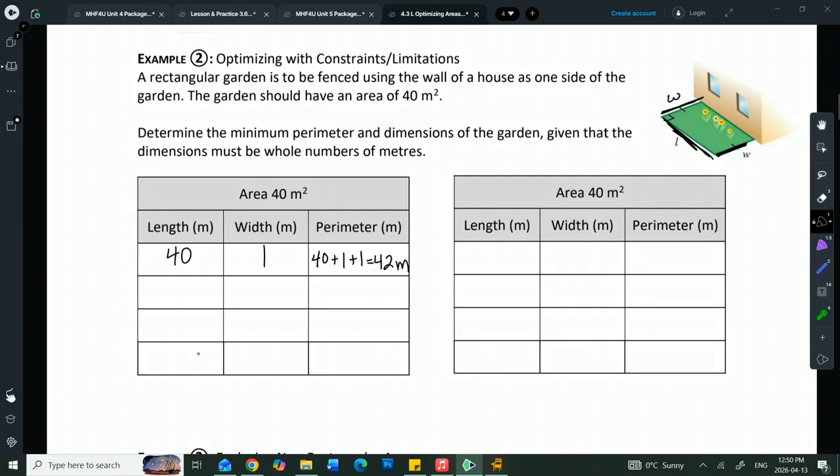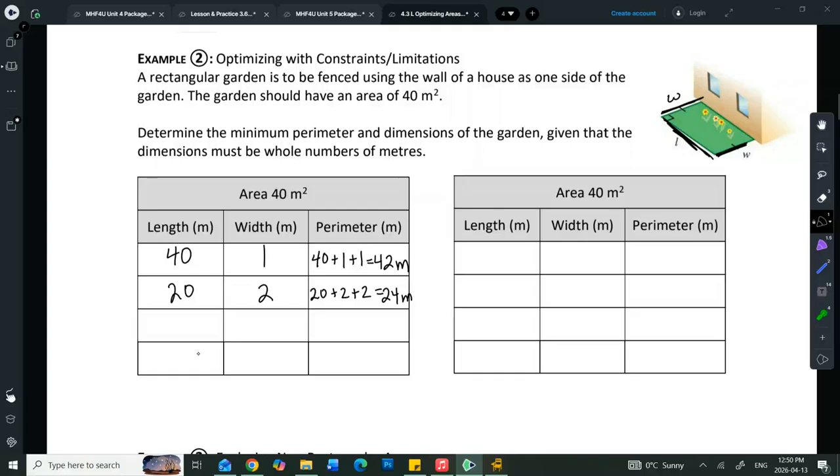What's the next combination of factors that multiply to 40? I'm looking for factors that multiply to 40 because we're trying to get an area, right, for this one. So the next one would be 20 and 2. 20 times 2 gives us 40. So I have 20 plus 2 plus 2, which gives us 24 meters for perimeter. So automatically we could see that one's a better option than doing a 40 by 1 area.